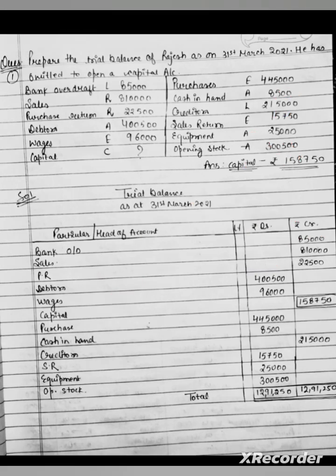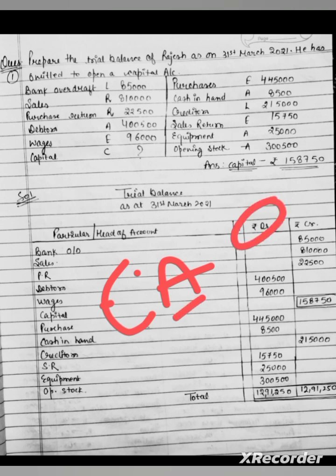As we know the nature of all these accounts from our previous chapters, it is not very difficult. Bank overdraft is a liability. We have to focus on E and A, so it is not included in E and A, and it will go to the credit side. Sales, revenue, credit side. Purchase returns, revenue, credit side. Debtors, asset, debit side. Wages, expenses, that means you have to record it on the debit side.